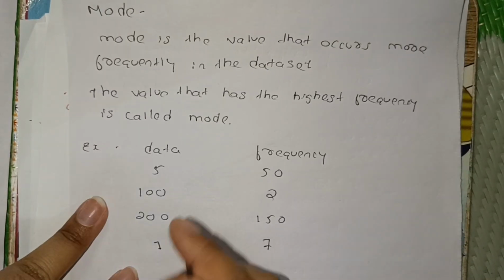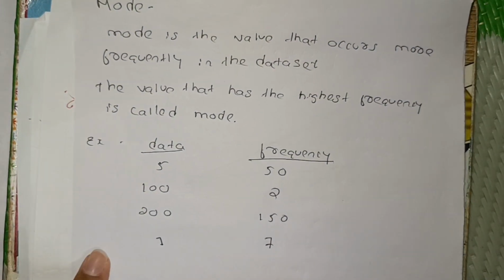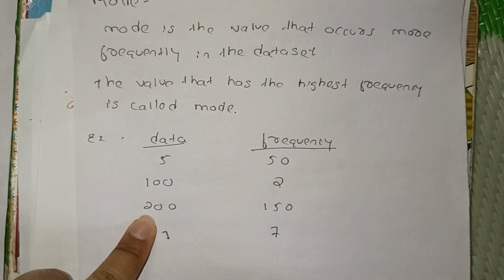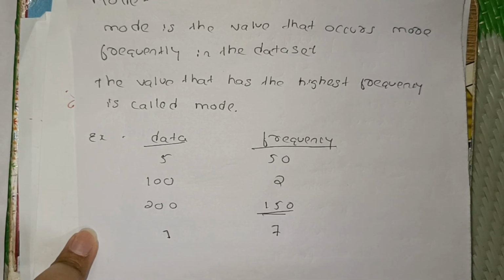For example, here are the data and these are the frequencies. Here 200 is the mode of the data set as the frequency is 150, which is the highest.